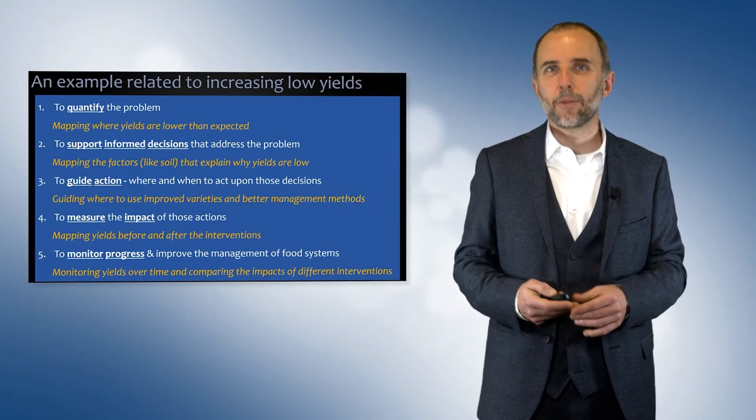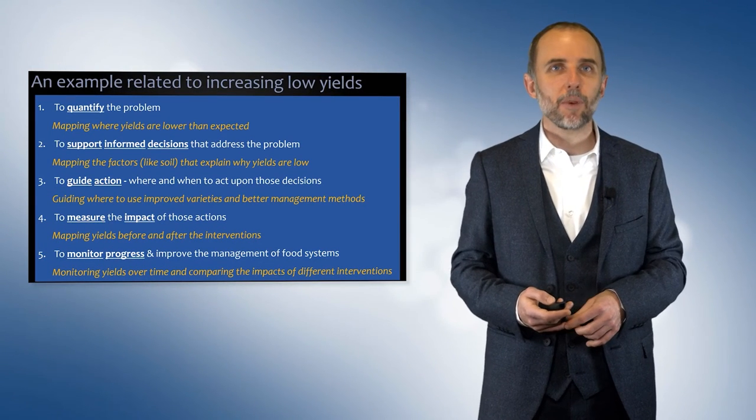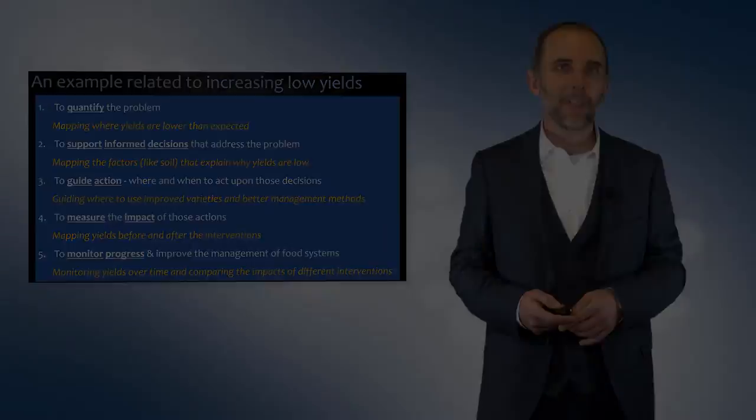So those are just five examples of how you could use geospatial and temporal information to improve food security.